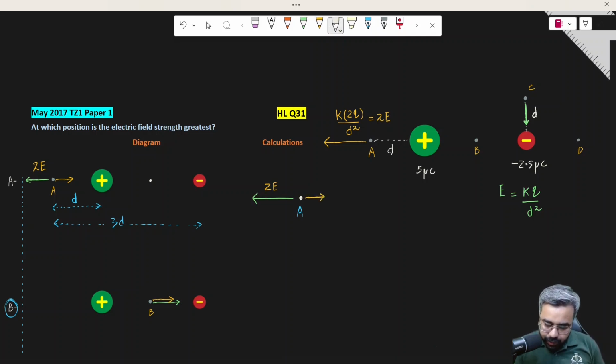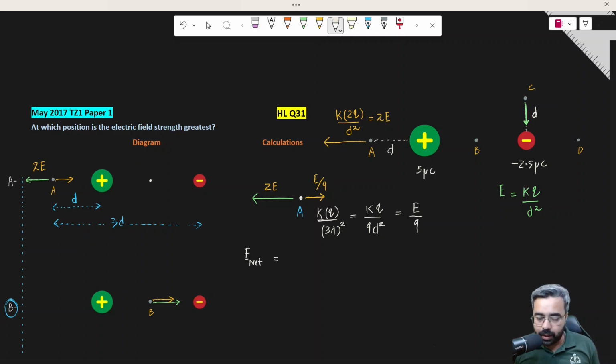So what about the electric field due to the negative charge? We can quickly calculate it. It should be equal to K into Q, because it's a negative charge, magnitude is Q, over 3D whole square. That should be equal to KQ over 9D square, which gives us E over 9, right? So these two vectors are in opposite direction. That's why the net electric field strength must be 2E minus E over 9, which gives us, dear students, 17E over 9 at the position A.